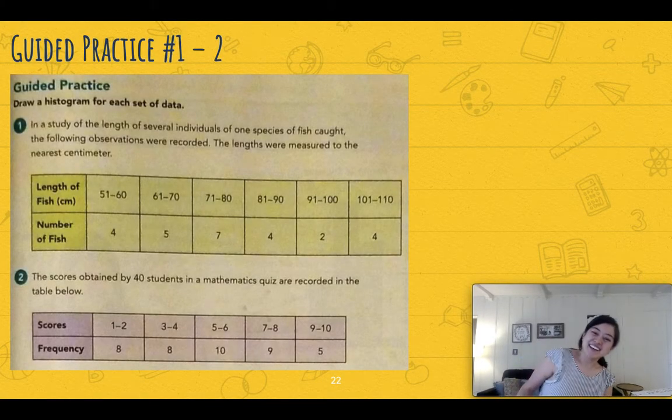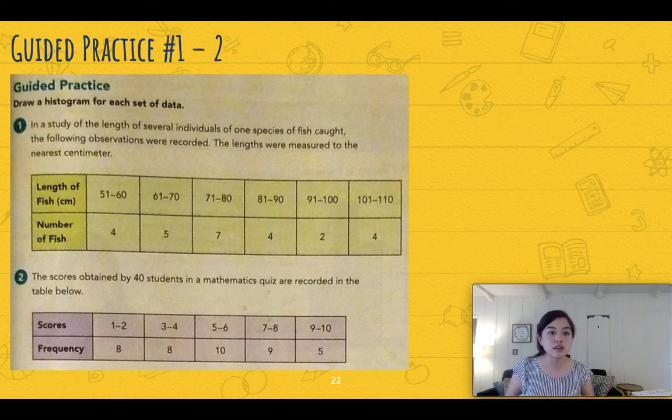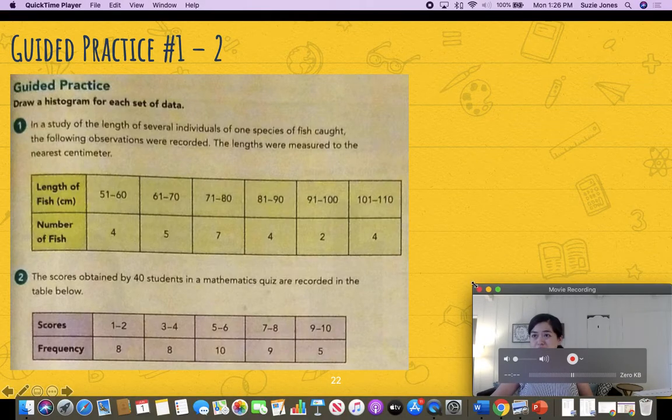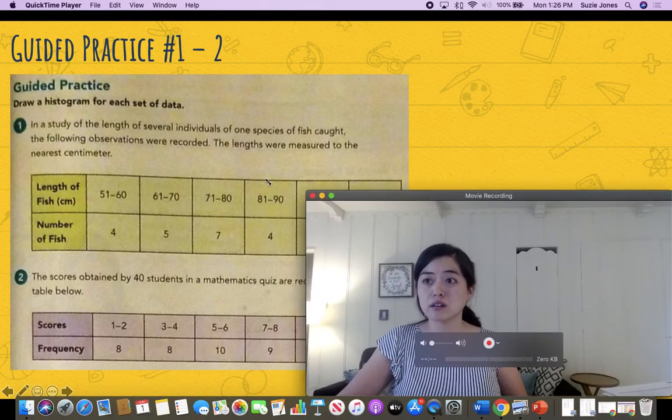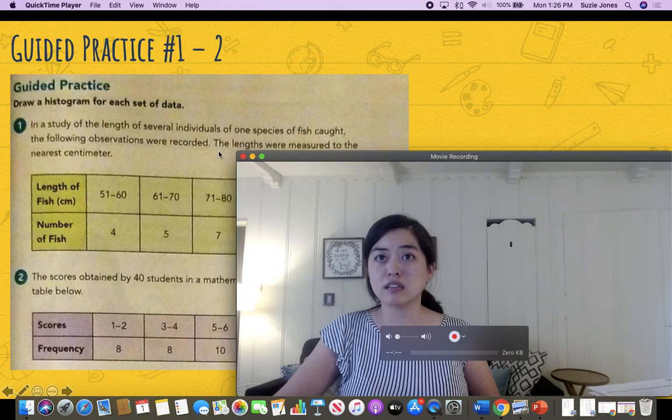Hi again. All right, so number 1. We're drawing a graph about the number of fish caught, the number of fish and how long they were, okay? And so your histogram, let me just make my chart or my video a tad bigger so you guys can see.